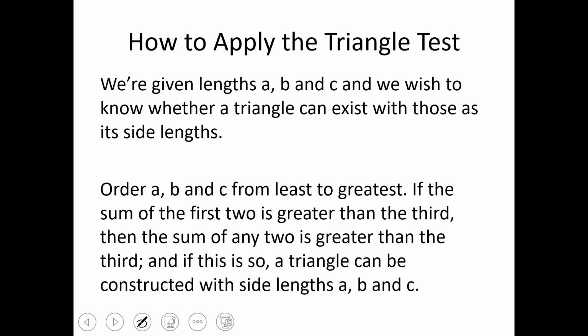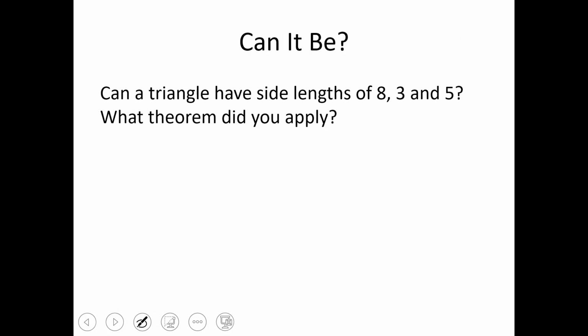And there's a way to simplify this. If you're given three side lengths A, B, C, order them from least to greatest. And if the sum of the first two, which are the smaller, is greater than the third, which is the largest, then of course the sum of any two will be greater than the third. So that's the simple way to apply the triangle test that comes from the triangle inequality. Take your side lengths, order them from least to greatest. Then if the sum of the first two is greater than the third, you can have a triangle, otherwise you cannot.